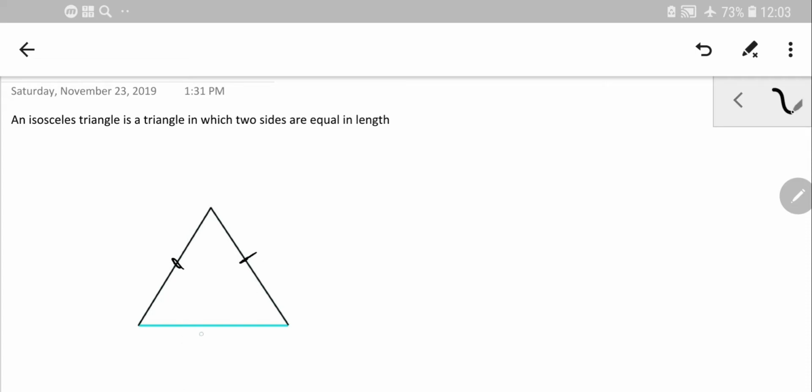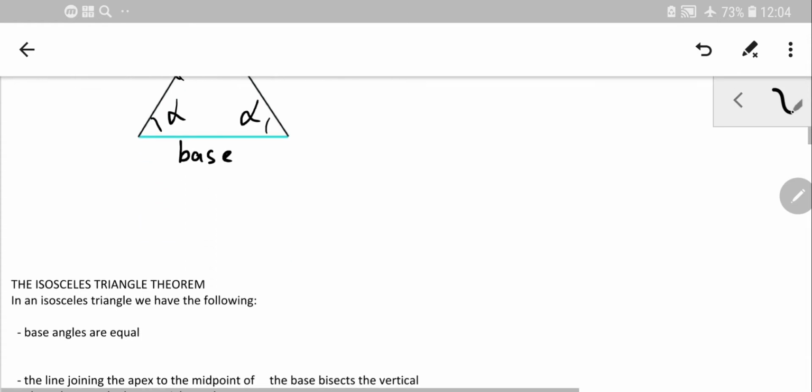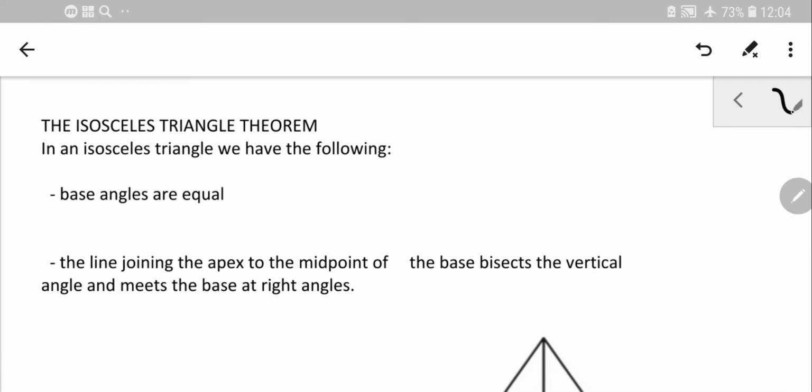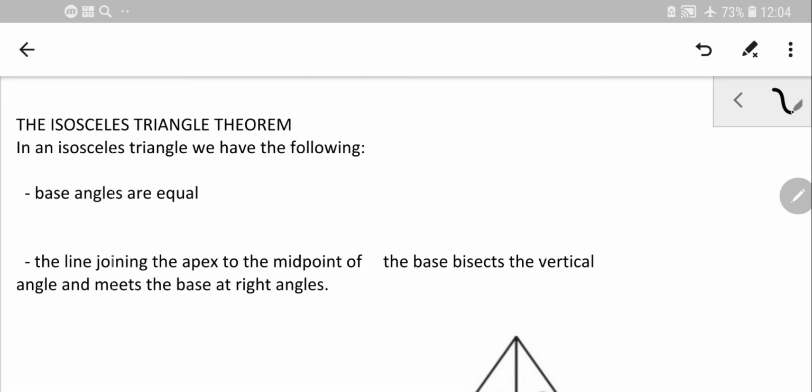All right, so this is the base of an isosceles triangle, and we have the apex opposite the base, so it's on the top. The base angles should also be equal, but this is the isosceles triangle theorem. Okay, let's go straight away to read the isosceles triangle theorem.